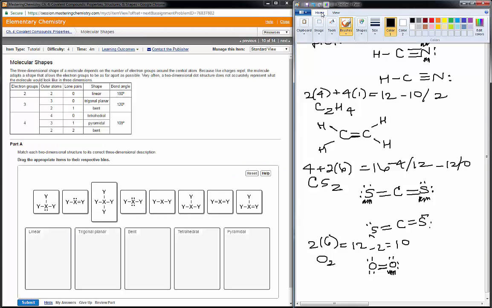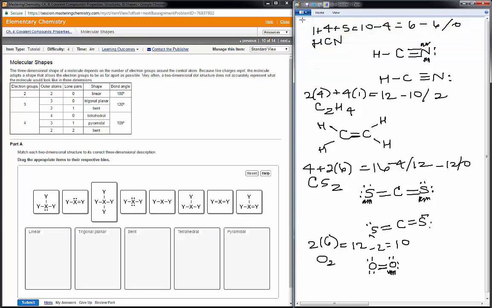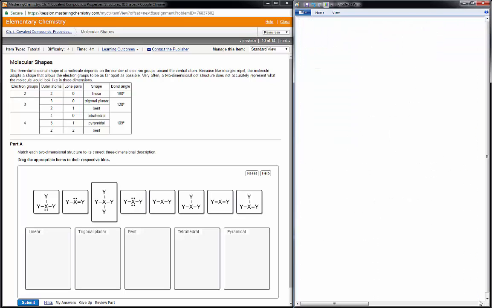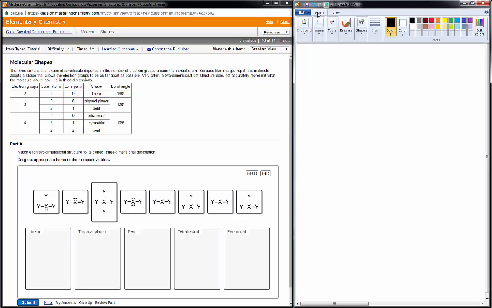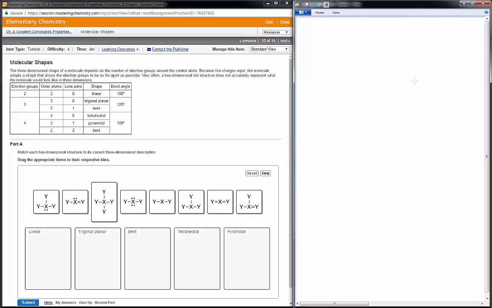This next question has us looking at molecular shapes. And in order to correctly predict the molecular shape, we first have to have the correct Lewis dot structure. So getting the Lewis dot structures down is kind of a fundamental. It's going to be really important for this class. But once we have them, then we can predict the shape a molecule will take.